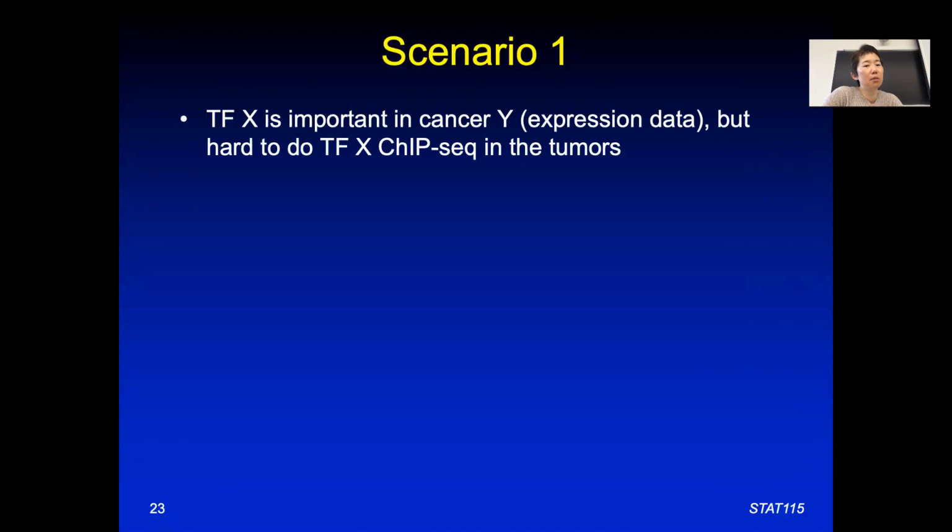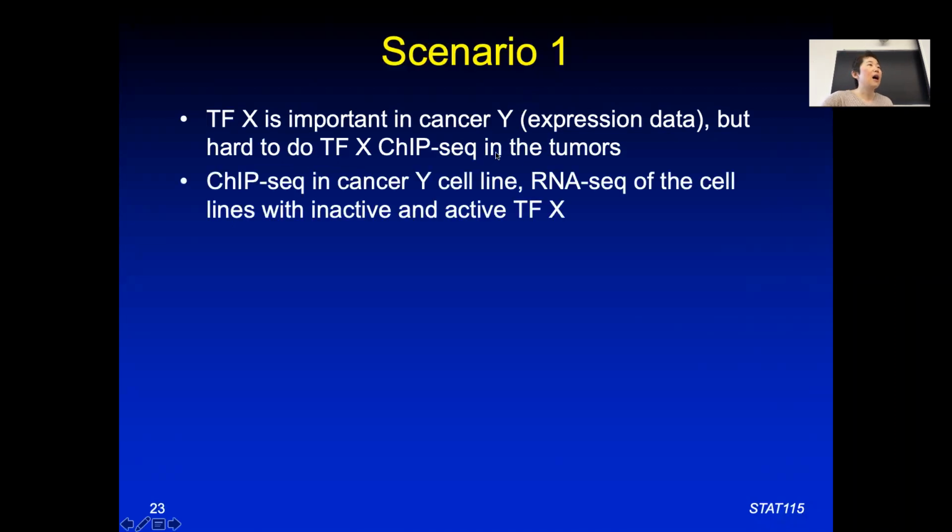We have a transcription factor X, which is very important in cancer, in this one cancer type. And in this cancer, people have done a lot of profiling, say lung cancer, non-small cell lung cancer. Let's say you have expression data, but it's very difficult to do ChIP-seq for this transcription factor directly in the tumors. Therefore, your collaborator started by doing a ChIP-seq of this factor in a cancer cell line Y.